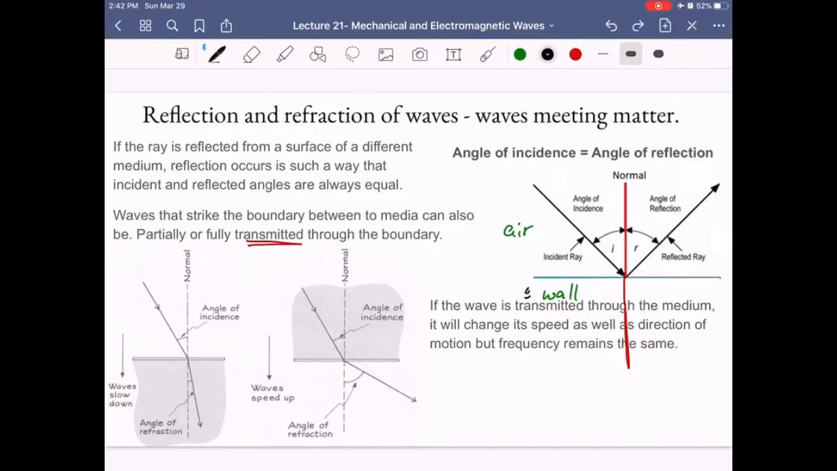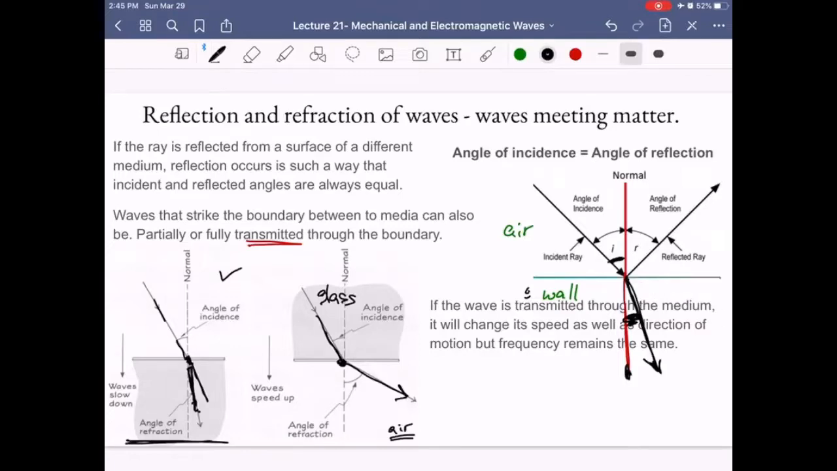No, because it would speed up. If its speed changes, then it no longer carries on in a straight line. But would it bend towards the normal or away from the normal? Well, because it's moving faster, it will bend away from the normal, so it would go like that. So this angle here is bigger than the incident angle. So the refracted angle, or angle of refraction, is bigger than the angle of incidence if the transmitted wave is speeding up, moving faster in the second medium.